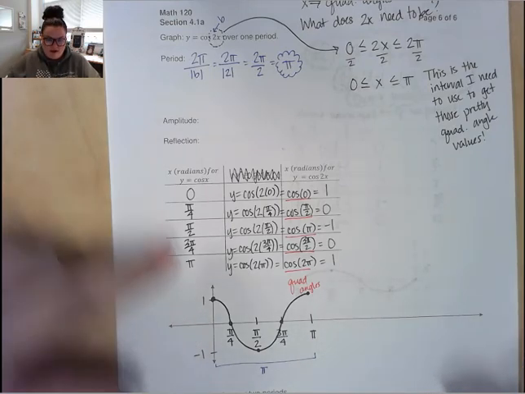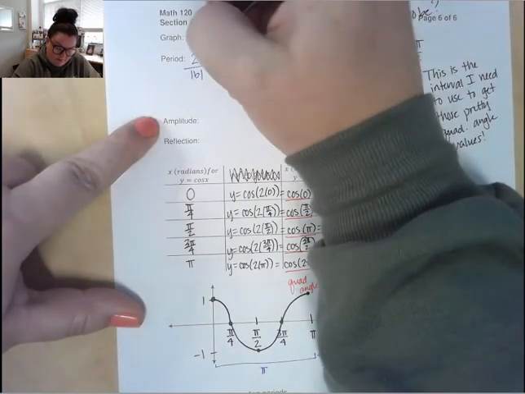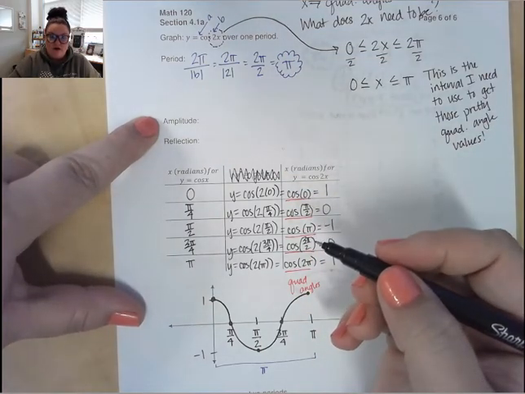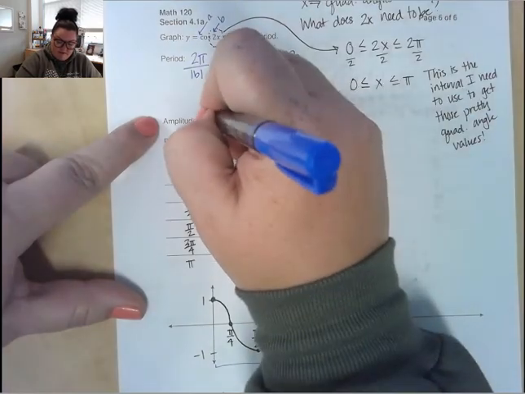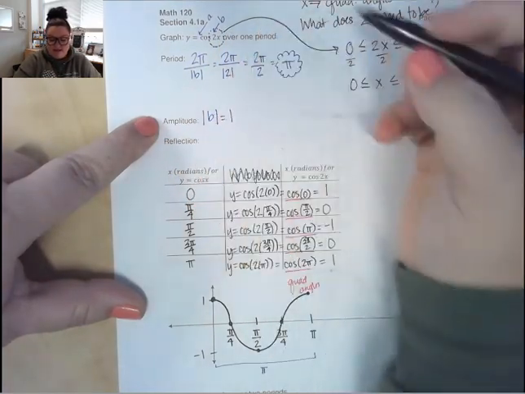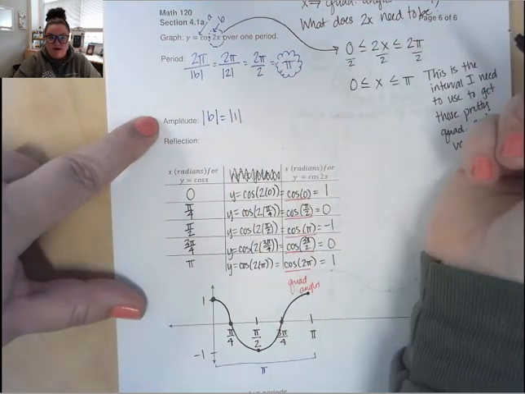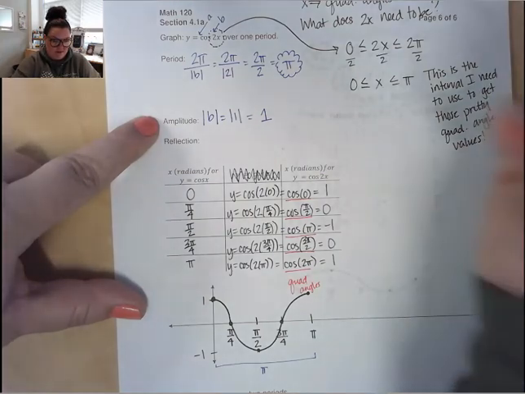Okay. Then I want to look for amplitude. Amplitude, remember, we get from the a value that's in front of our cosine or sine curve. So we do the absolute value of a, which in this case, if there's no number written there, is an implied 1, right? And the absolute value of 1 is 1. Okay.